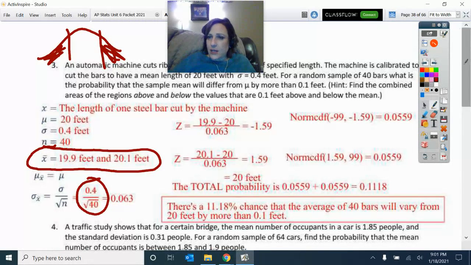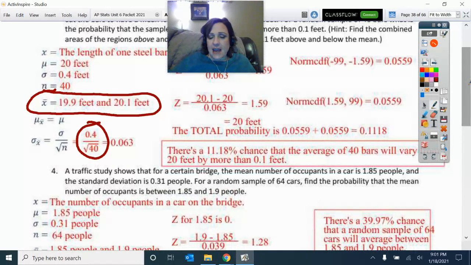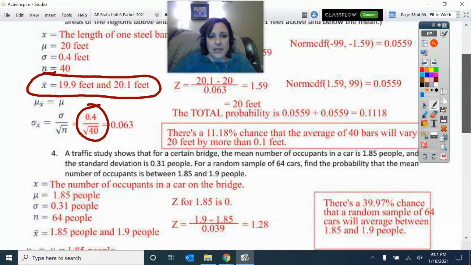Okay. So there's an 11.18% chance that the average of the 40 bars, that the x-bars out there on the edges, will vary by more than 0.1 feet, be off.